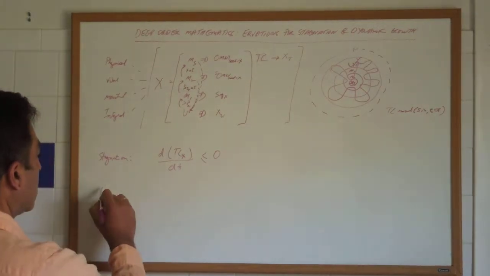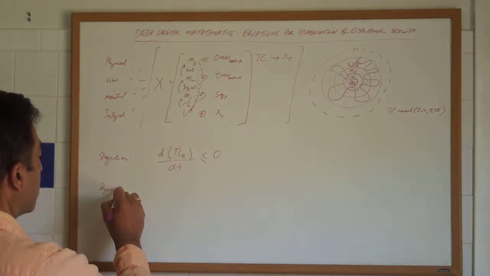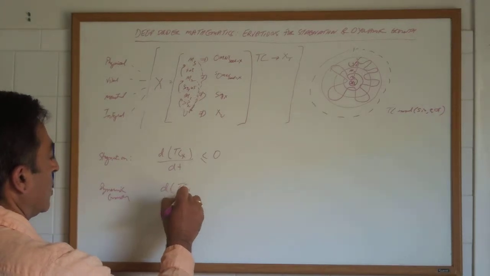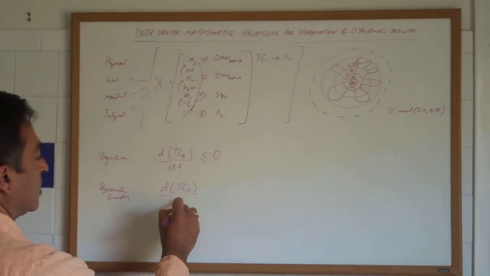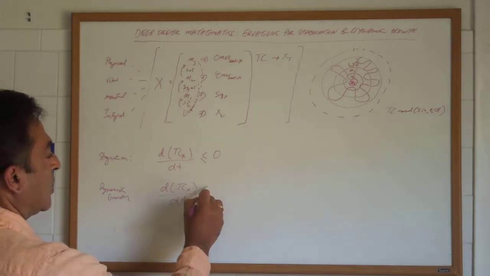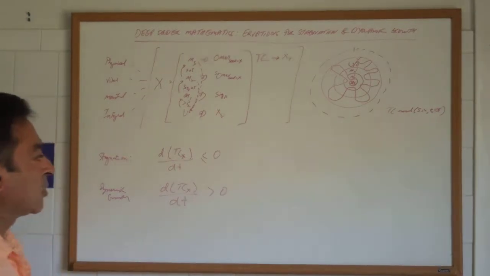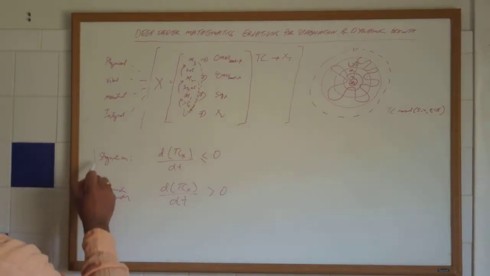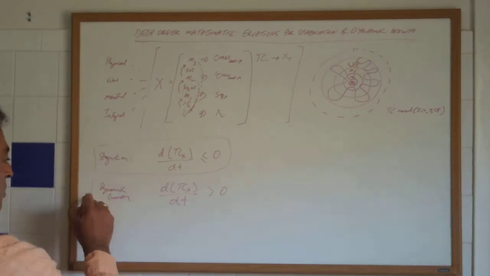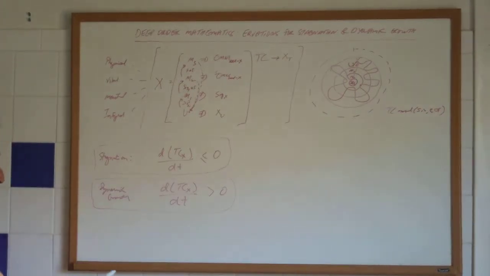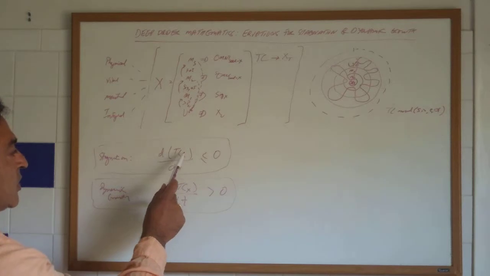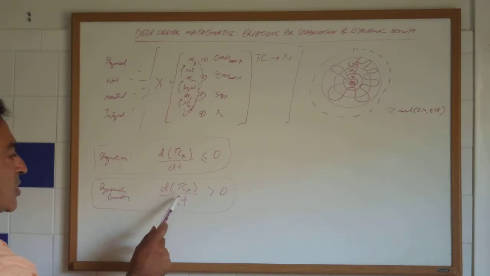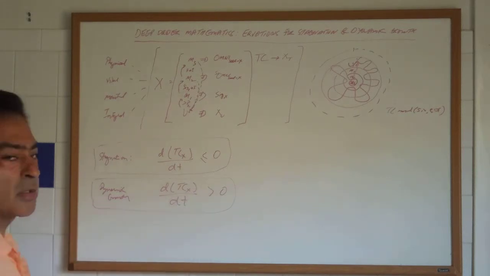And we represent that very simply by this equation, that the rate of change of this transformation circle over time is greater than 0. So ultimately, the equations for stagnation and dynamic growth are simply represented by these differential equations, where the rate of change of Tc over x less than or equal to 0 indicates stagnation, rate of change greater than 0 indicates dynamic growth.